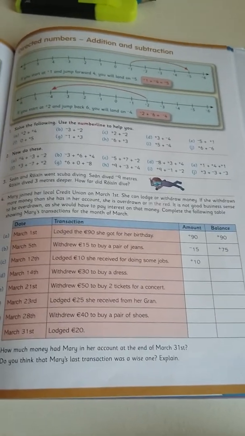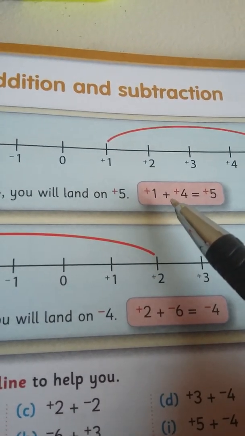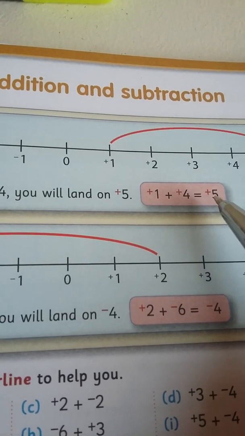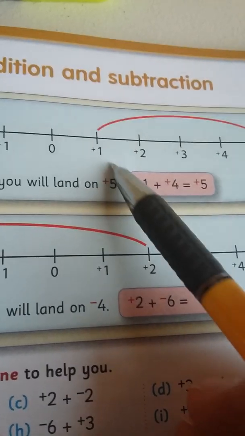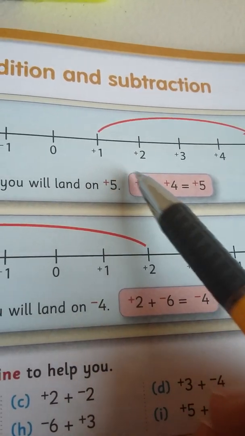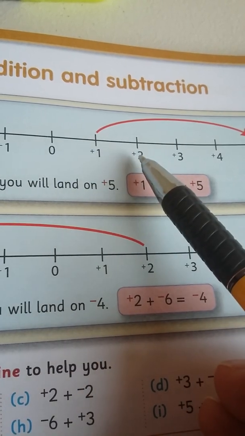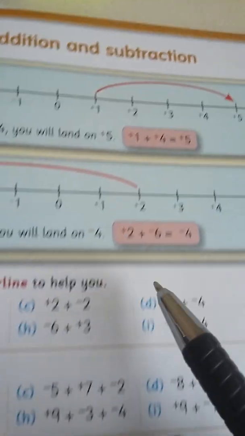Page 123, directed numbers, addition and subtraction. Let's look at the example. You have positive 1 plus positive 4 equals positive 5. Forget about this plus sign, ignore it. Just start on positive 1 and count forward 4 spaces. So start here, 1, 2, 3, 4, finish with positive 5.